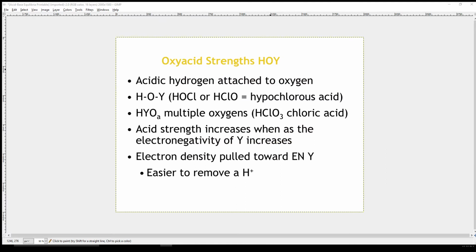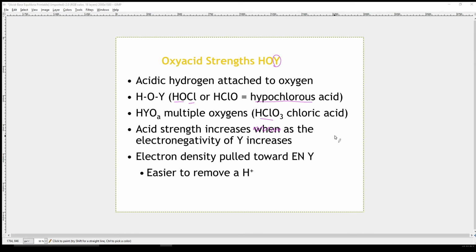Okay, well, what about oxyacids? When you have hydrogen, oxygen, and then something else. In this case, you have an acidic hydrogen attached to the oxygen, so HOY. So for instance, you could have hypochlorous acid, where you have hydrogen and oxygen attached to a chlorine, or you could have HYOA, where that A determines how many oxygens you have. So here's chloric acid. Acid strength will increase as the electronegativity of Y increases.